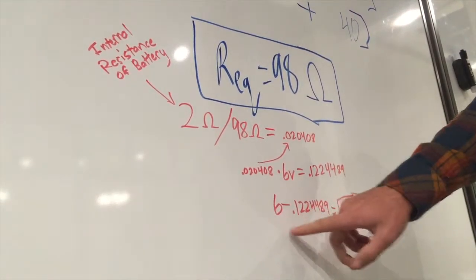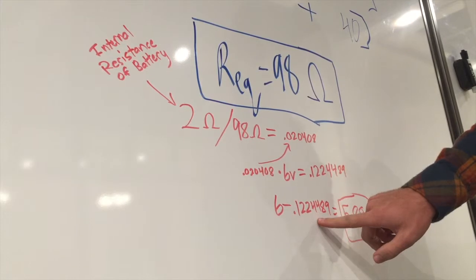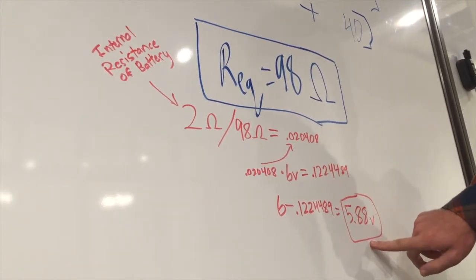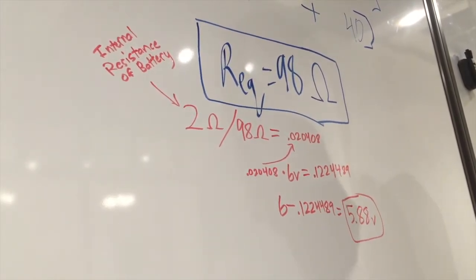So then we just did 6 volts minus 0.122, and then it gives us 5.88 volts, which is the voltage drop throughout the circuit.